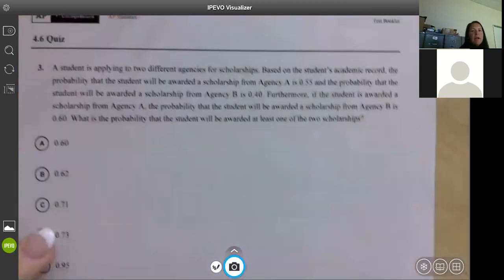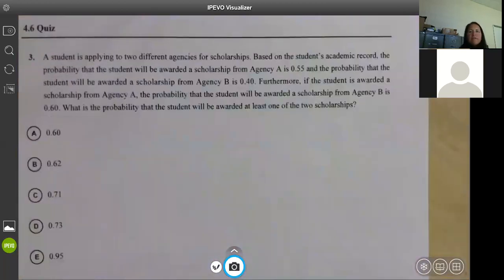It says a student is applying to 2 different agencies for scholarships based on the student's academic record. The probability that the student will be awarded a scholarship from agency A is 0.55, and the probability that the student will be awarded a scholarship from agency B is 0.4. Furthermore, if the student is awarded a scholarship from agency A, the probability that the student will be awarded a scholarship from agency B is 0.6. So given A, getting B is 0.6. So what is the probability that the student will be awarded at least one of the scholarships?